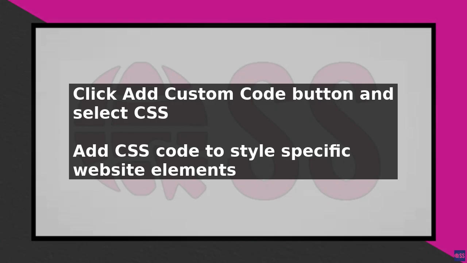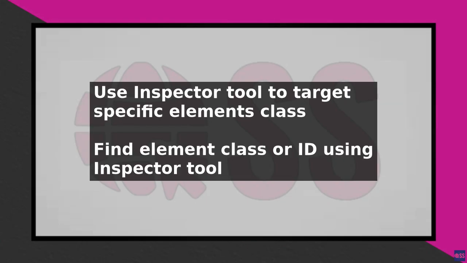To target specific elements on your website, you need to know the class or ID of the element. You can find this information by using the Wix editor's built-in inspector tool. The inspector tool allows you to select an element on your website and view its class and ID.